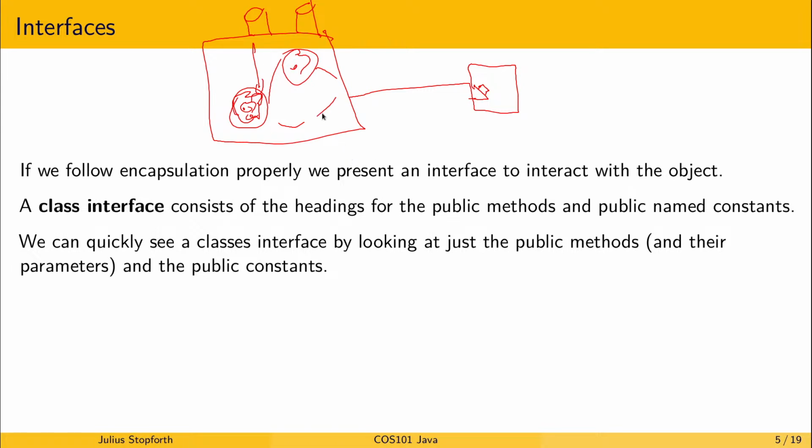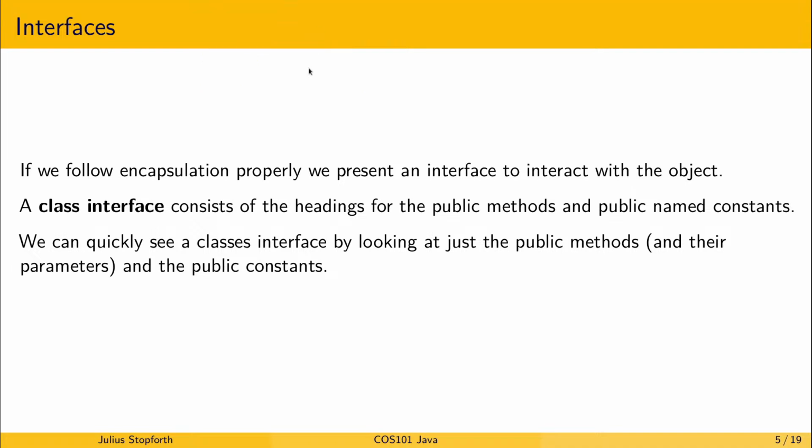Computers are the same. We have very complicated inner workings to our programs, but then we have a keyboard and a mouse. We use this well understood interface to interact with a complicated system. In much the same way, an interface is a set of methods that we can use to interact with an object. A class interface is all of the public methods and public named constants or variables, because that is what you have access to.